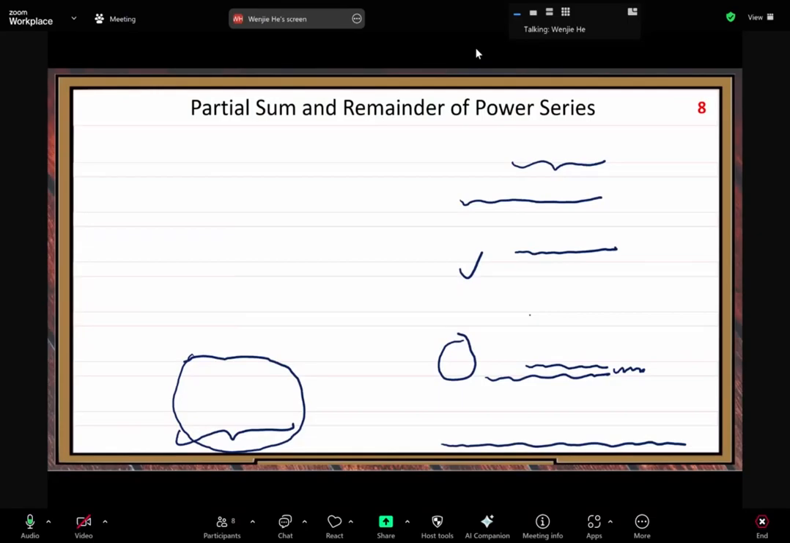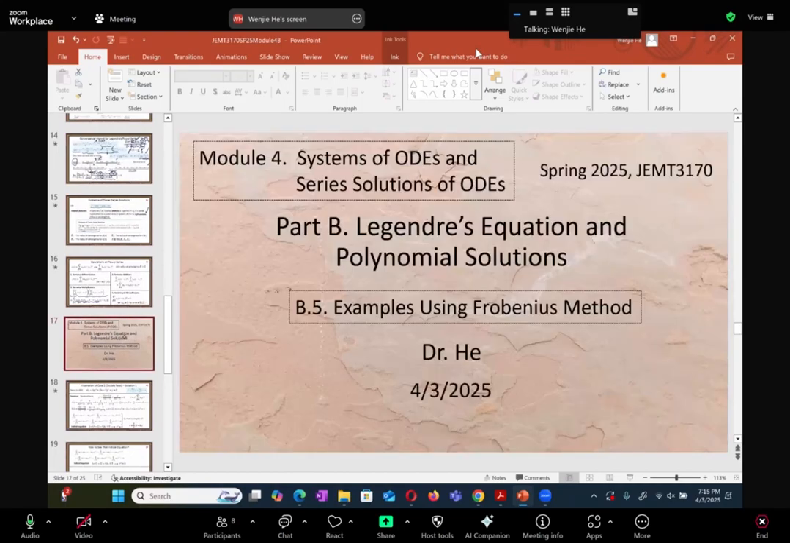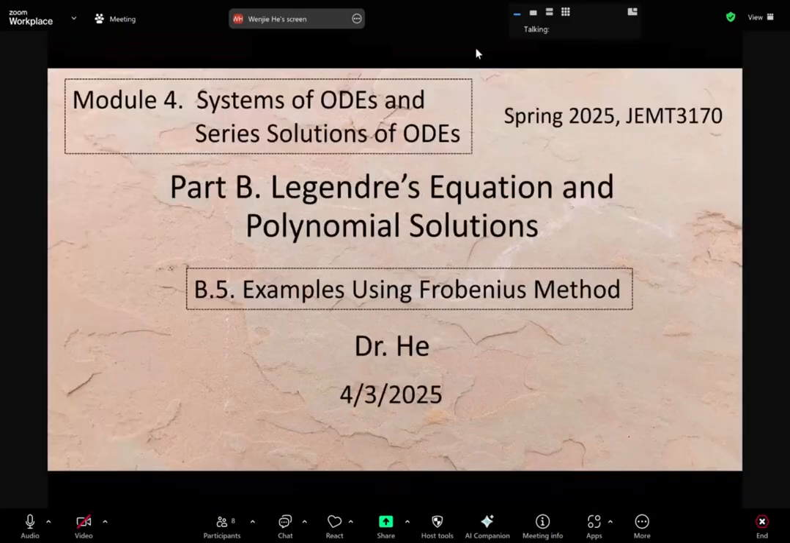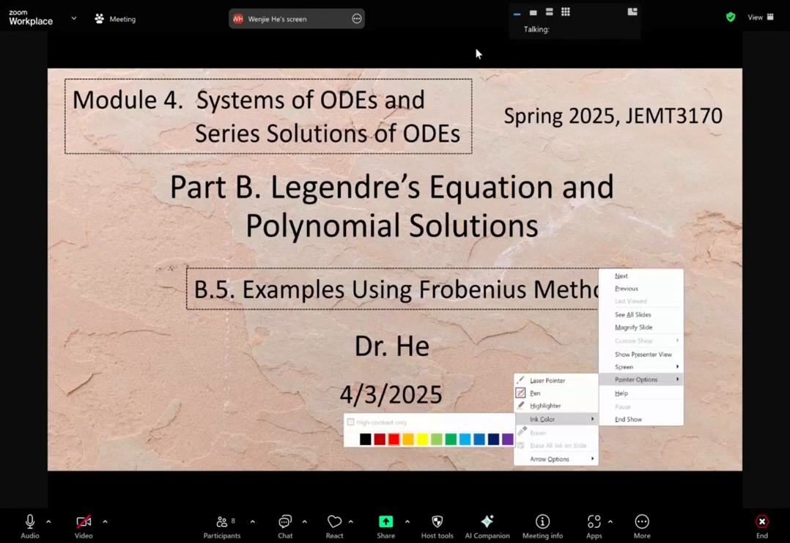We finished. Oh yeah, remember to talk about the Frobenius method. Okay, the next topic we need to jump to, otherwise we already complete the convergence part. We jump to B.5, examples using the Frobenius method. All right. Color change. Every time when I exit, I need to change the pen color.